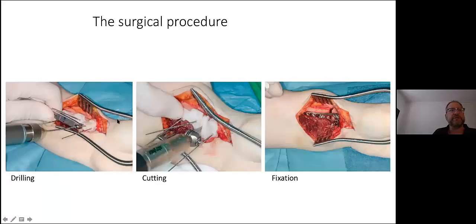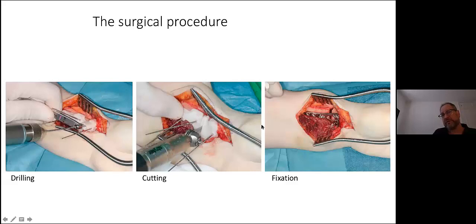And the next step is then to drill for the screws, and you do that through a metal sleeve here, so you don't get a lot of plastic in the wound. And then you might take away one pin, and you have the parallel guides and the same holes in the cutting guide, so you can just slide it down. You know it will be in exactly the right position. Then you cut the bone here.